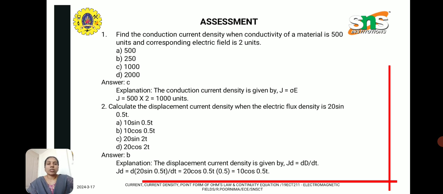Second question, calculate the displacement current density when the electric flux density is 20 sin 0.5t. Electric flux density and displacement current density are related by J equal to dou by dou t of D. So we have to differentiate the flux density. We get cos 0.5t into 0.5, so the answer is 10 cos 0.5t.